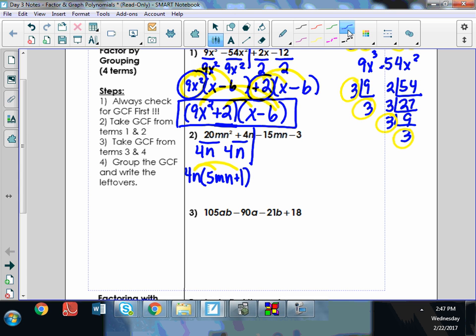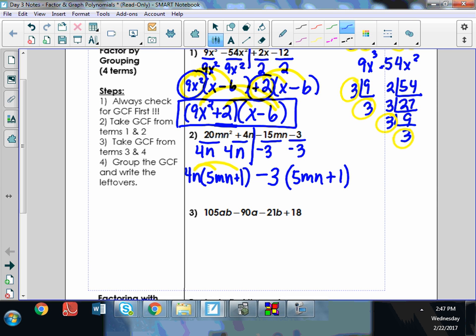And the nice thing about factor by grouping is if I do it right, this should be 5mn plus 1. Okay, I know that, and that might help me decide what I'm going to factor out of negative 15. So if I take negative 15 and I divide it by 5, what did I factor out? Negative 3. So it has to be a negative 3.